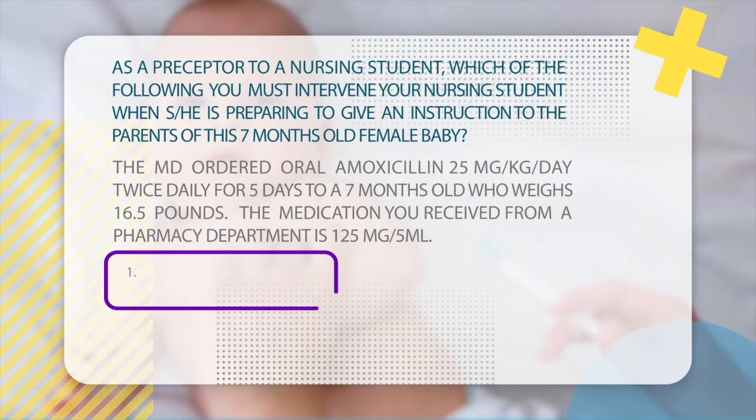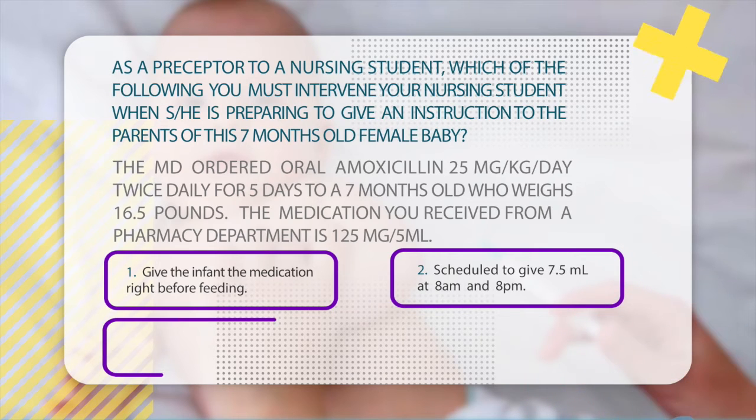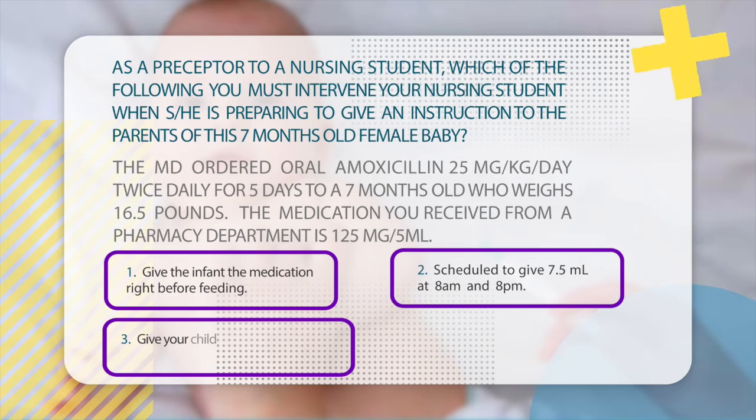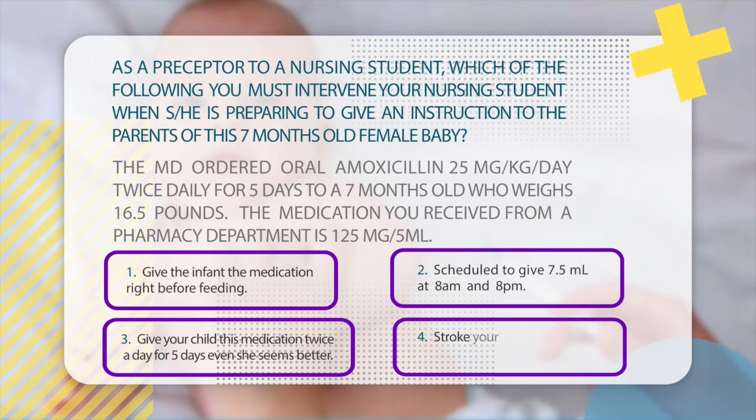Choice number 1. Give the infant the medication right before feeding. Choice number 2. Schedule to give 7.5 ml at 8 a.m. and 8 p.m. Choice number 3. Give your child this medication twice a day for 5 days even if she seems better. Choice number 4. Stroke your child's cheek gently before administering the medication.